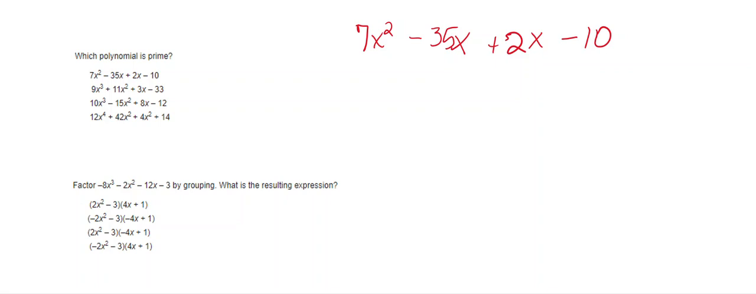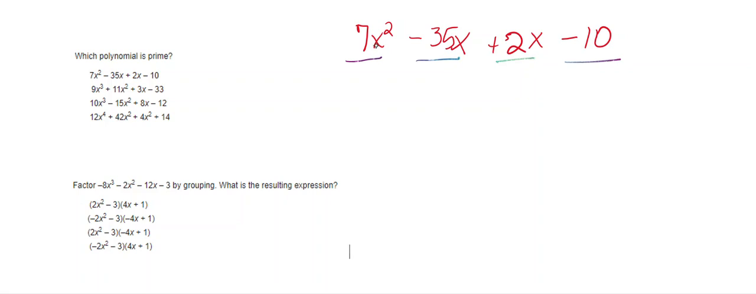Hi, this is a video to review double grouping and factor by grouping. We're going to start with an example. We use double grouping when we have four terms. Terms are separated by plus and minus signs. So 1, 2, 3, 4. We have four terms, so we're ready to use double grouping.